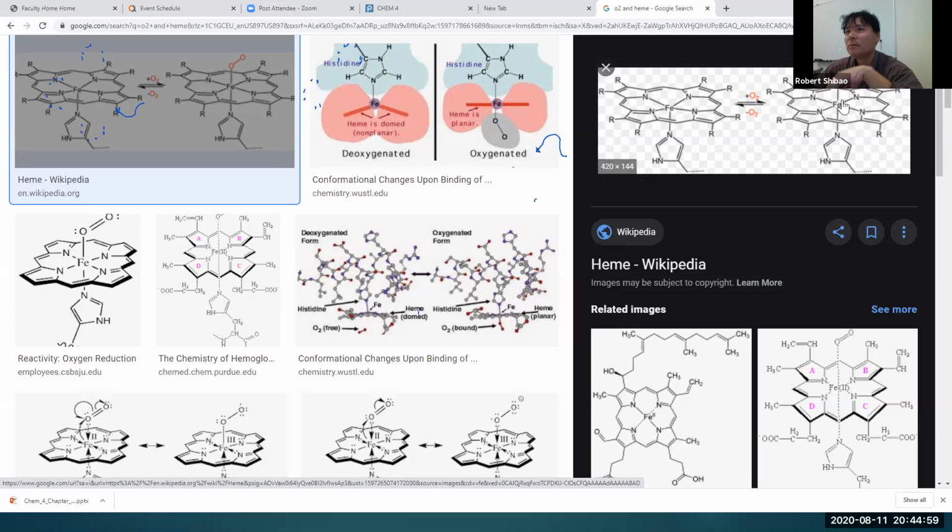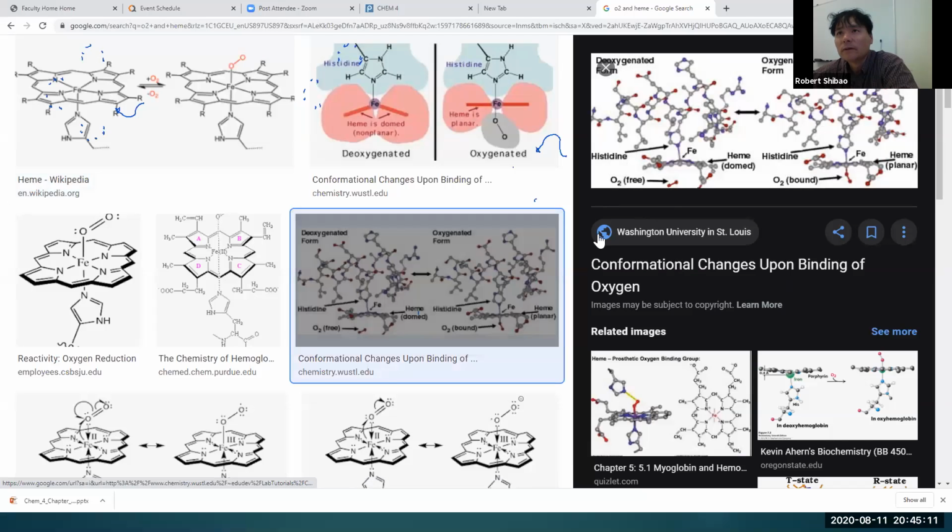So there's a covalent bond between the iron and the oxygen, which is kind of weird because usually when we think about metals and non-metals, we think about ionic bonding. Here's the deoxygenated form, and then here's the oxygenated form, O2.